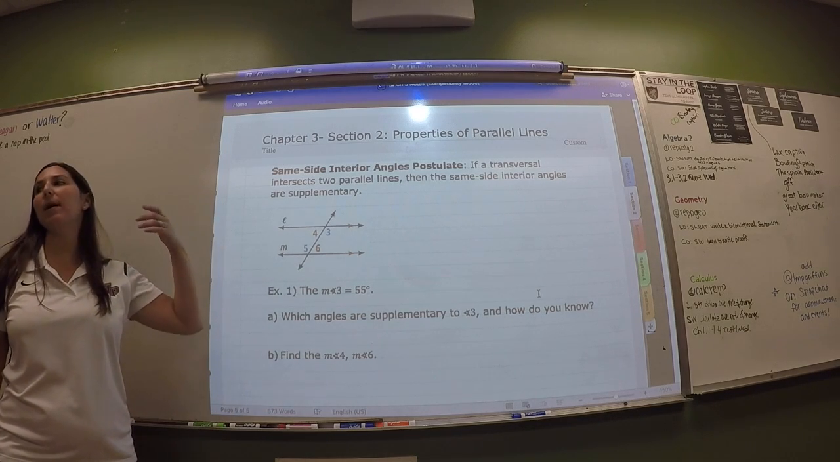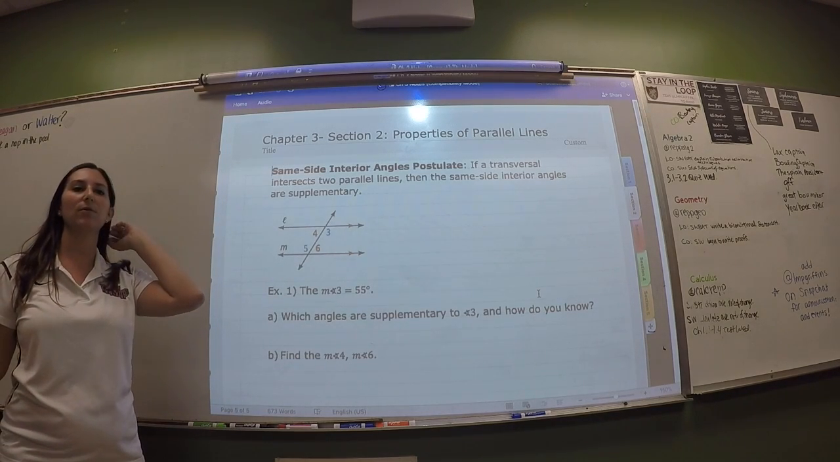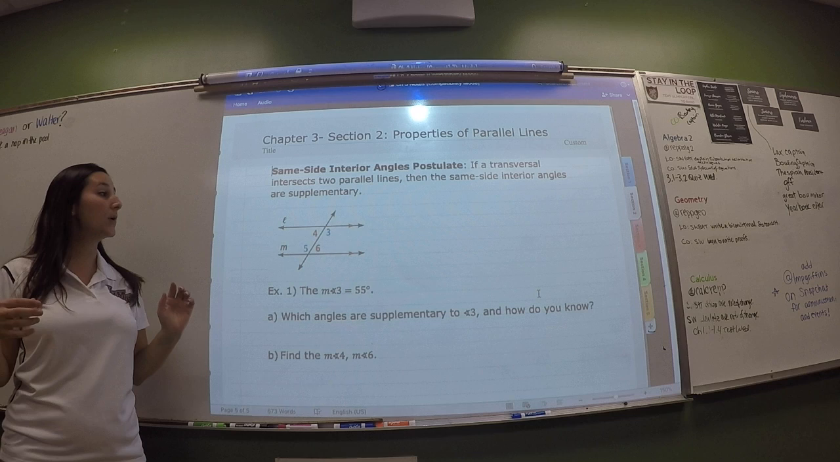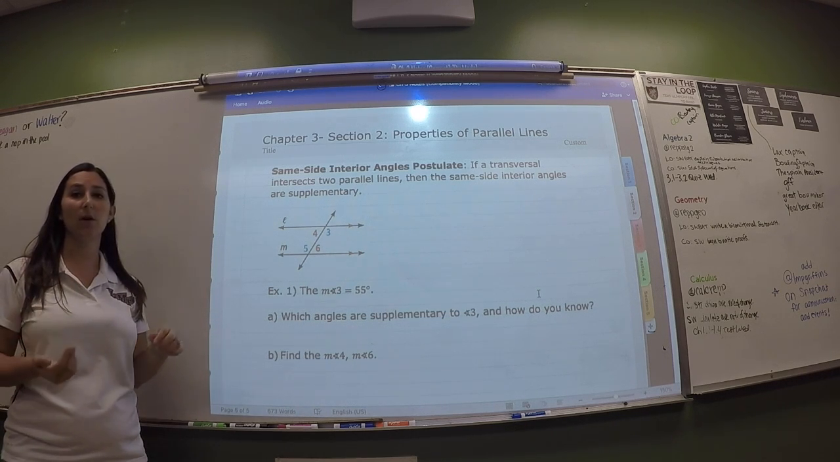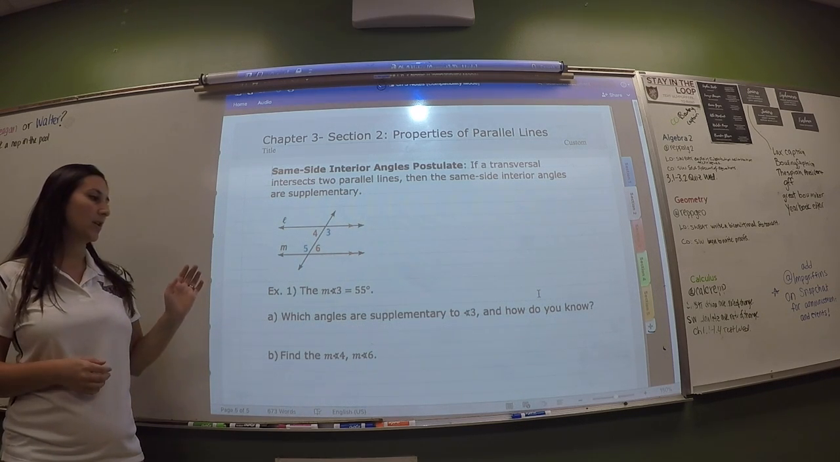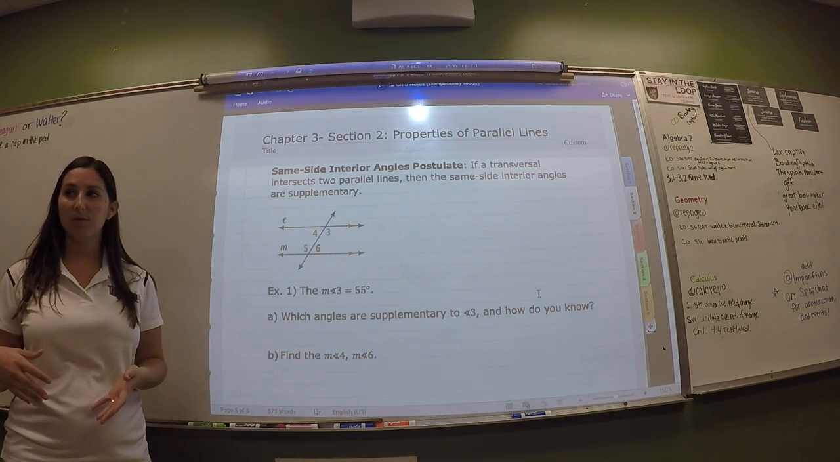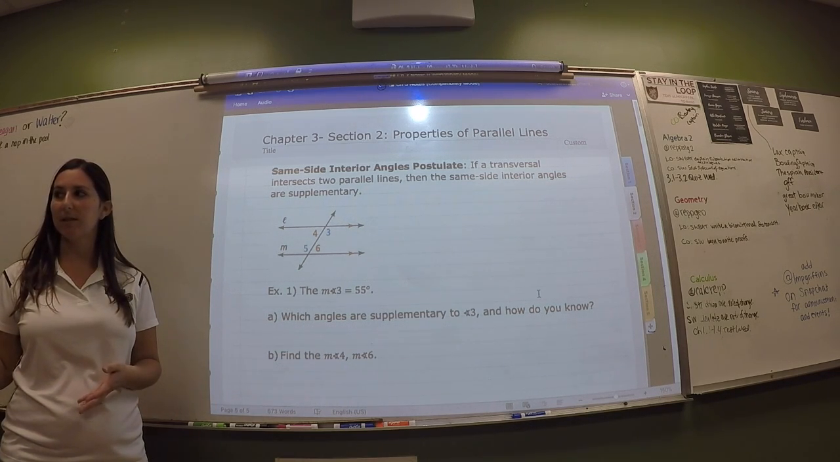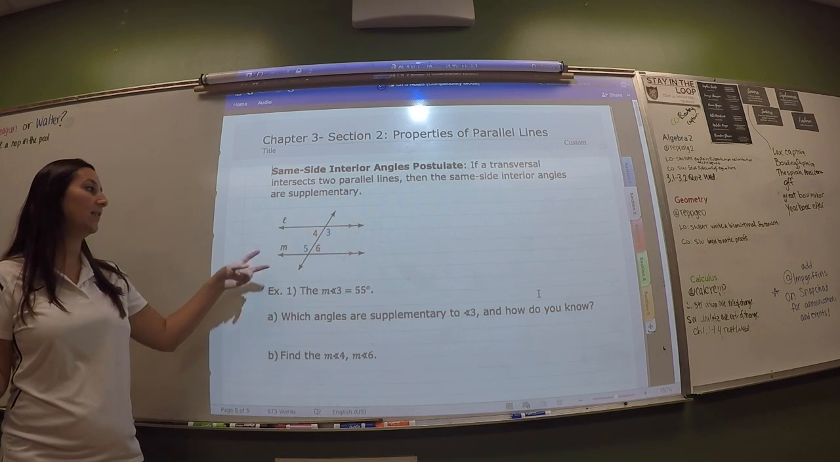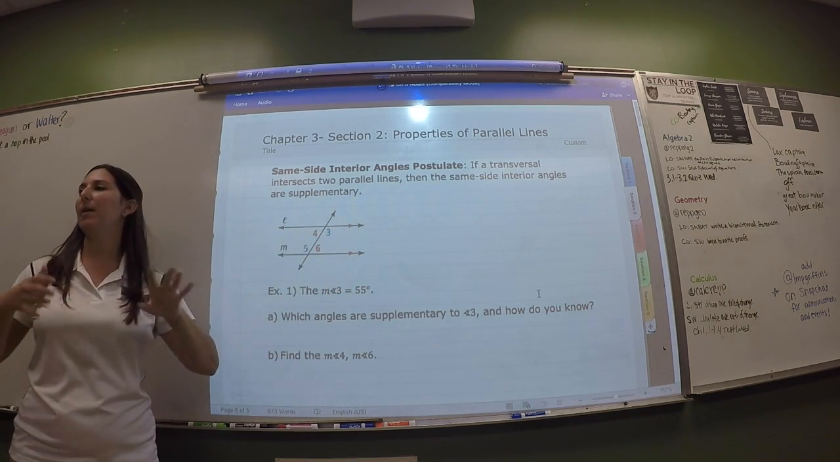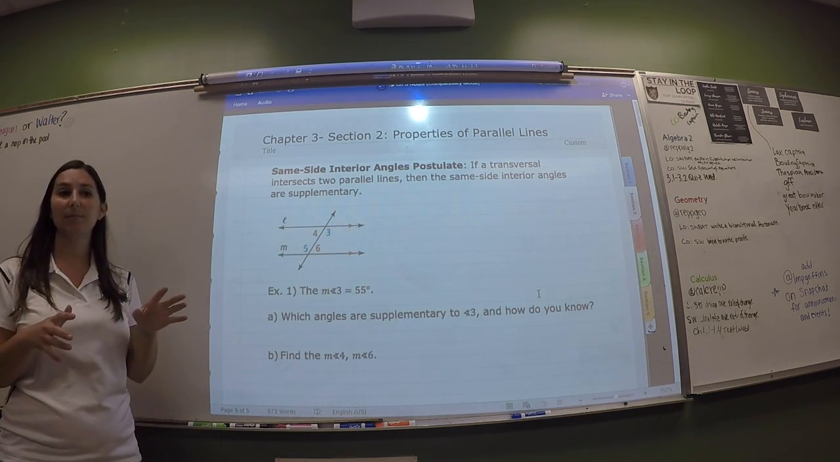Okay, so we talked about some of the different types of angles yesterday, right? So we know what same side interior angles are. Today, we're going to talk about different theorems and postulates that go along with those angles, but under certain circumstances. I think I mentioned it Monday: if the lines are parallel, then it makes all sorts of cool things happen, okay?